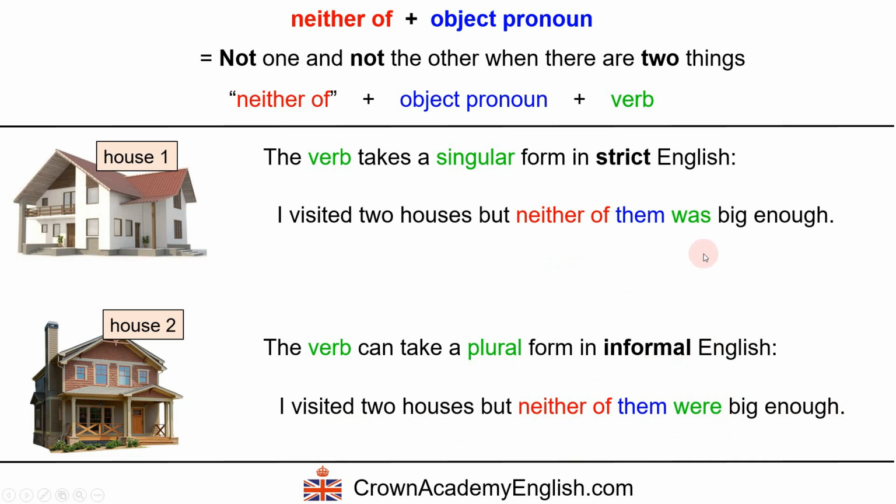So my advice is, if you're doing an English exam and it's a grammar exam and you want to be perfectly correct, use this. Use the strict English rule of putting this verb in the singular form, the third person singular. However, you will often hear this, the verb in the plural form.